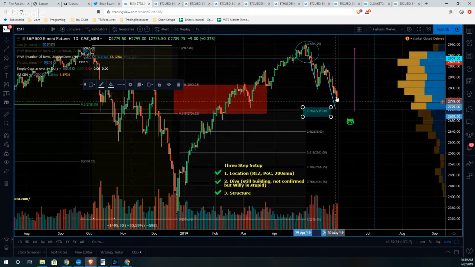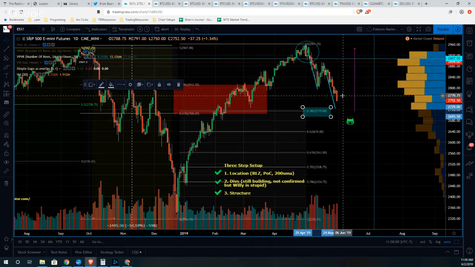So you may find that we hit this level in some big orgy of selling, and of course everybody's like, oh, sky's falling, capitalism's over. And the irony of it all is that's when the public is going to be dumping everything and panicking. And then the market goes and rallies right back up top.